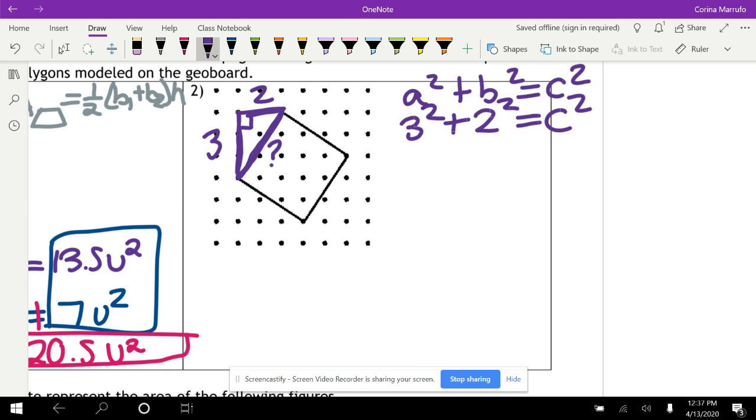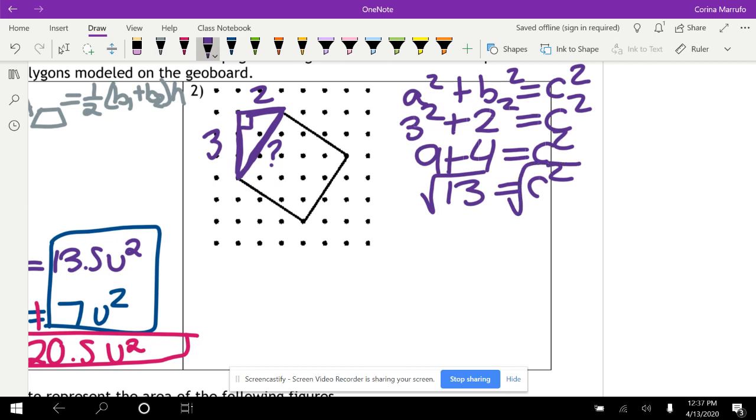And so 3 squared gives us 9, and 2 squared gives us 4. This is equal to c squared. We add them together, and that gives us 13 equals c squared. And our last step is to take the square root. So I'm going to leave it in radical form. The square root of 13 is equal to c. Okay, so then this side right here, where we found it, is equal to the square root of 13.